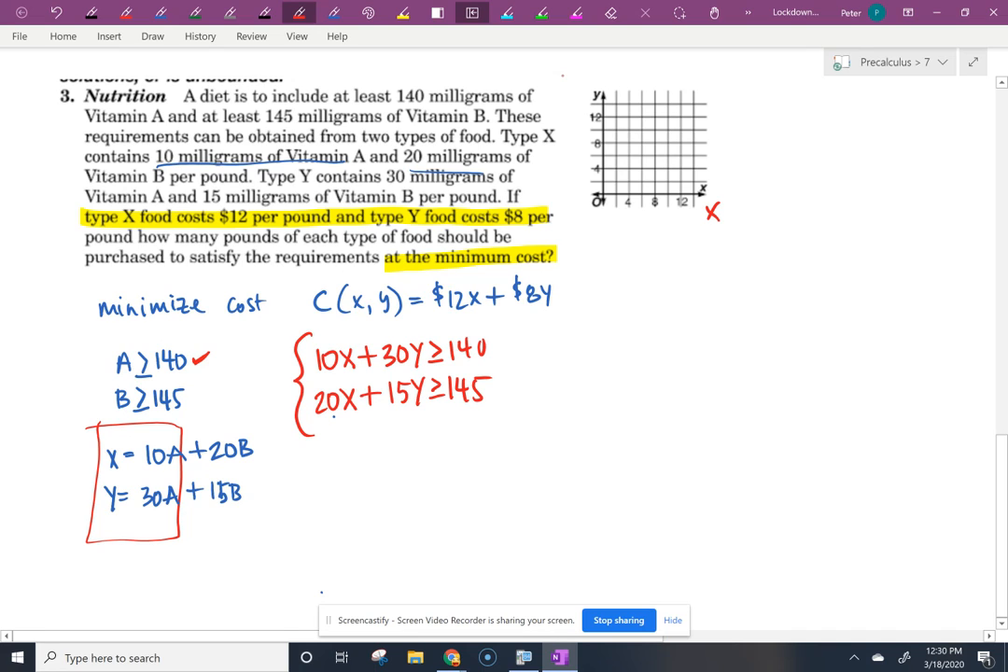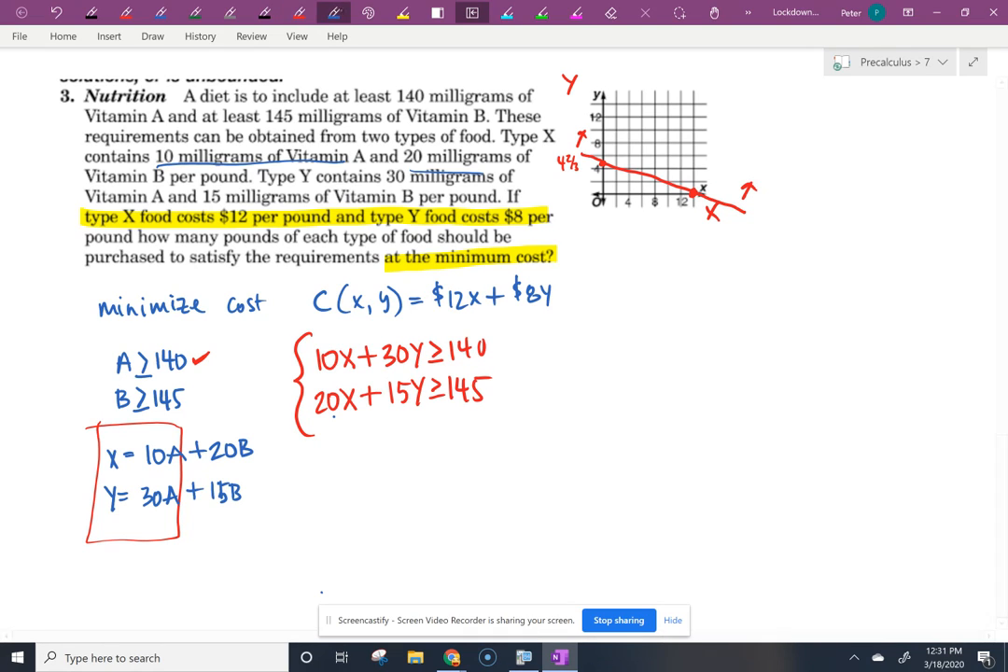So I will call this X, I will call this Y, and I will plot this. The easiest way is to make Y 0, so then X would be 14, so that's one point. For the other point, if I make X 0, then Y is 140 over 30, which is 14 over 3, 4 and 2/3, a little more than 4. That is the graph, and now we want to be greater than that, so it's everything shaded up above that line.